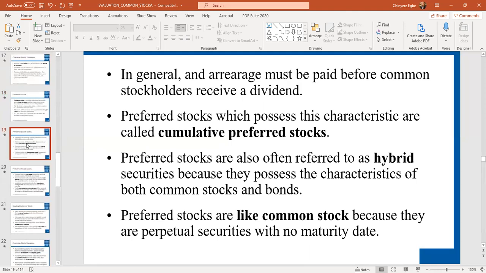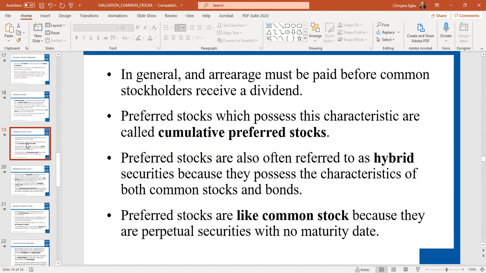Again, you have preferred stocks, which is some kind of equity. But preferred stocks receive their dividend before common stockholders receive anything.